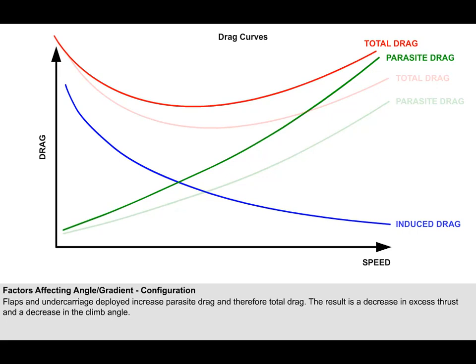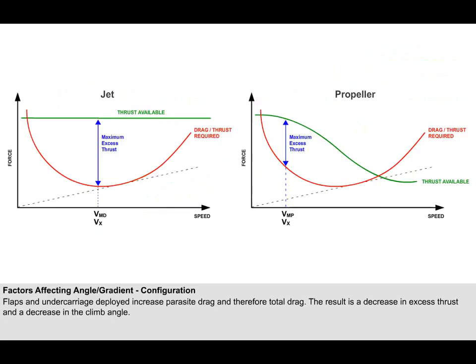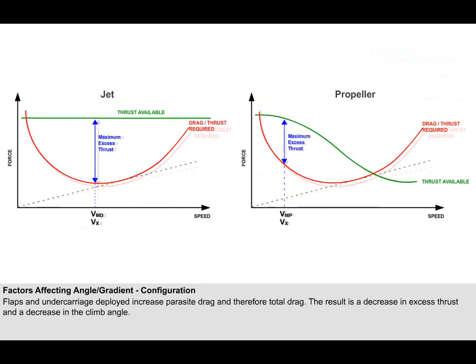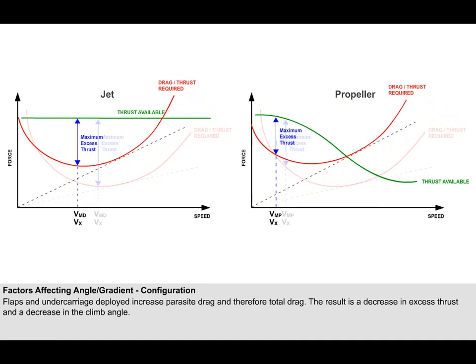remember and understand. Returning to the excess thrust graphs for the propeller and jet aeroplane, it is now possible to see the effect of the movement of the total drag curve. Lowering the flaps and undercarriage moves the total drag curves up and left. Notice, as mentioned earlier, that there is a decrease in the excess thrust available, and therefore a decrease in the maximum achievable climb angle. However, what is important to see is that the speed at which maximum excess thrust is available is lower.